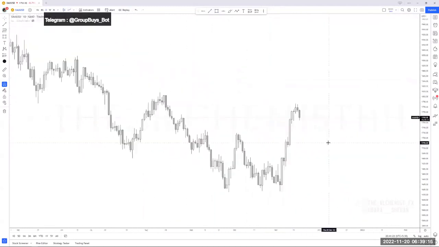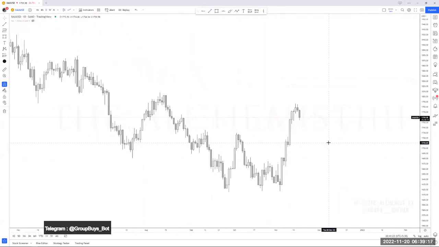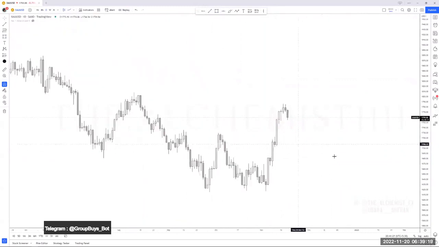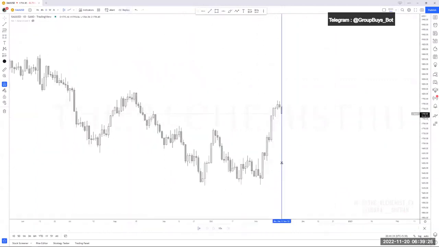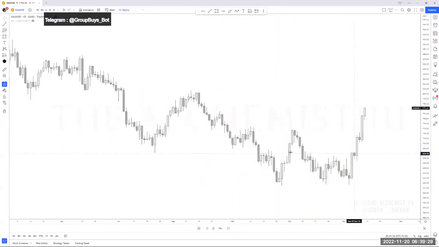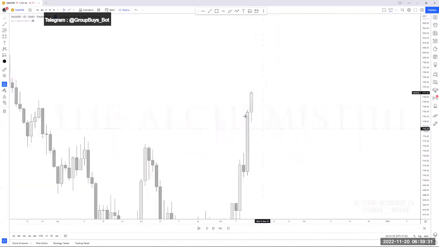Now there's another thing. We call it the open close levels. It has nothing to do with these V formations or A formations. It will be something like this. So why do we call it the open close levels? Because what did I tell you? I told you we focus on the closing prices only, right?